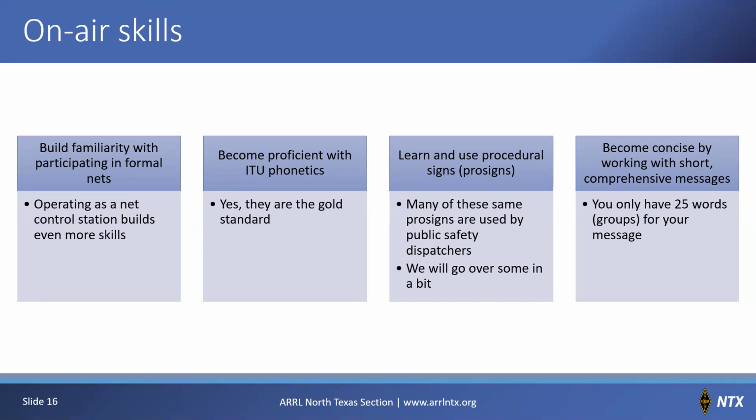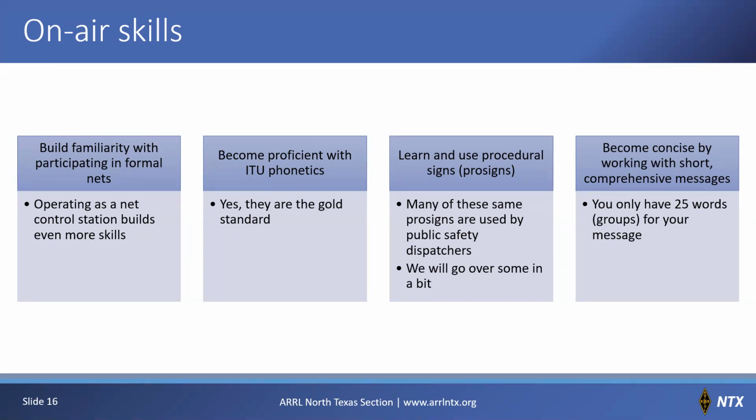ITU phonetics are very much the gold standard. So that's Alpha, Bravo, Charlie, Delta, Echo, and so on. On the local nets, if you sneak in a Doug or a Nancy or something, the world will not implode. But if you're on one of the larger area nets, as you move up in the system from the local, ITU is very, very much expected. So lots of opportunity to build the ITU phonetics side of things.